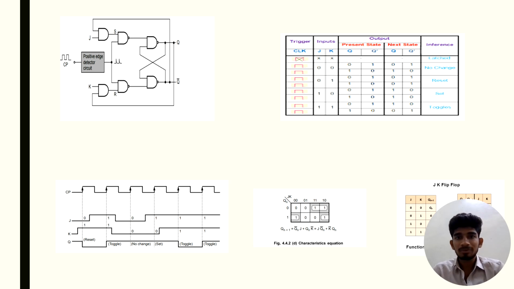The characteristic table for JK flip flop. Here, 0 0 are the inputs, and the clock is in the on state. The Q and Q bar are 0 1 and 1 0. The next state is 0 1 and 1 0. For the present state 0 1 and 1 0, the next state is 0 1 and 0 0. For 1 0, with present state 0 1 and 1 0, the next state is 1 0 and 1 0. For 1 1, with present state 0 1 and 1 0, the next state is 1 0 and 0 1.